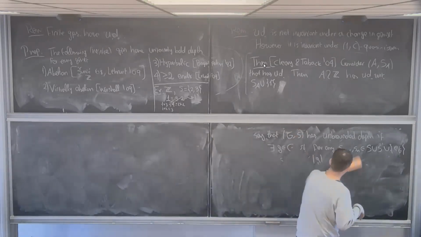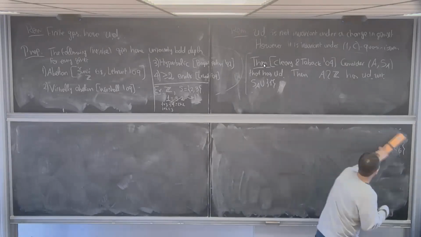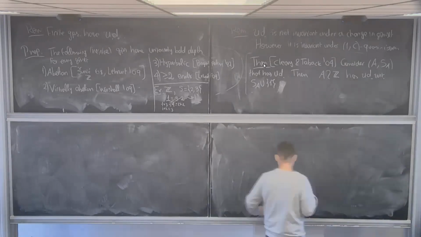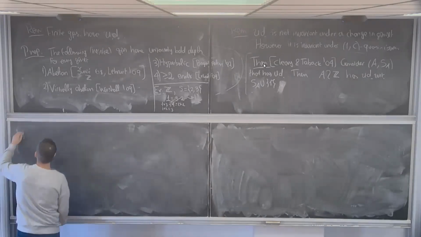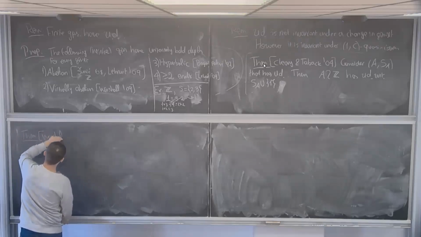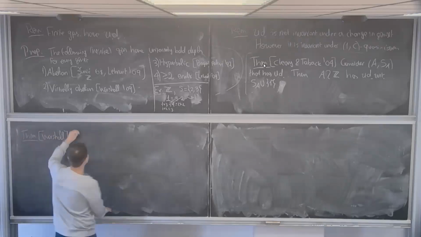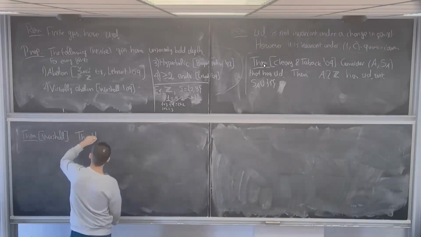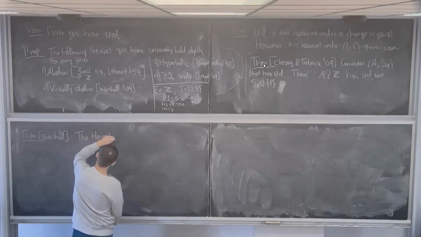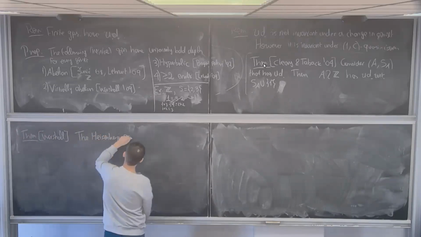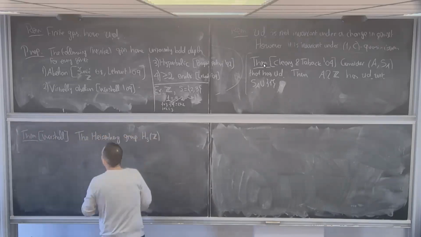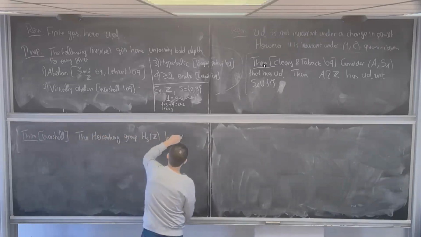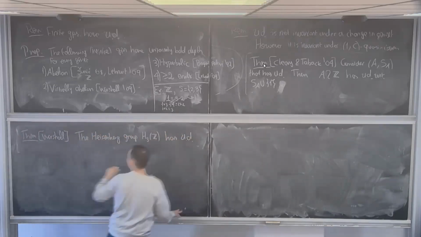So it's a natural question to ask whether there are groups that have the property for every generating set, not just one of those. So this is a result of Warshall. It tells us that the Heisenberg group, the discrete Heisenberg group H3(Z), has unbounded depth for every generating set.